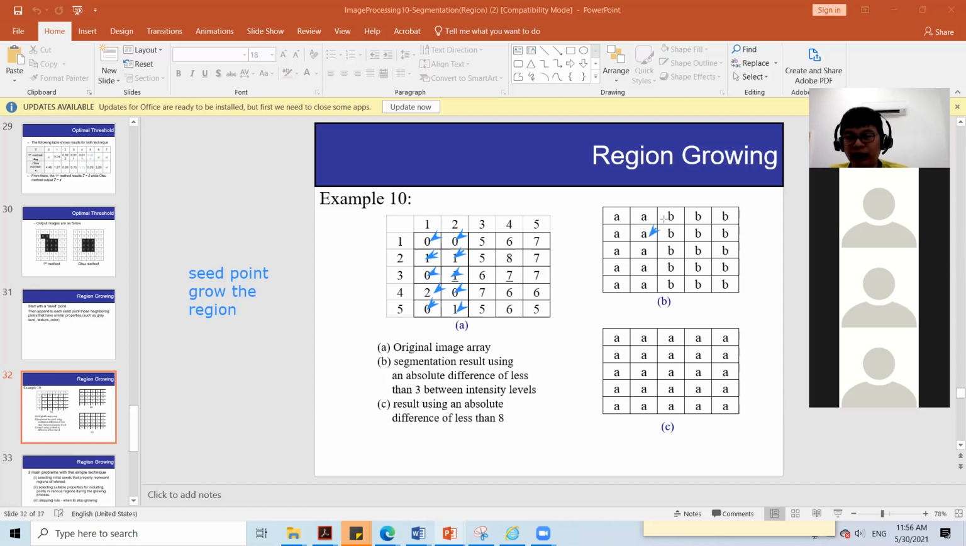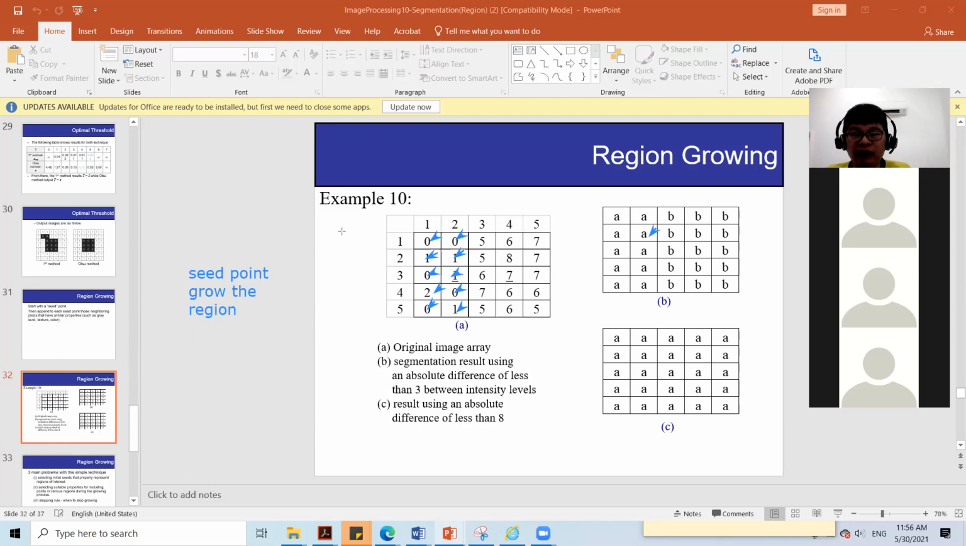One group, then the other group. But if you set less than 8, what happened? Starting from the initial value here, everything will be covered, almost everything. That's why for region growing, the key point is the difference, or the tolerance value you set. Since this one is too simple, I won't give you any example. You can have a look at this one. I will record the video, no worry. It depends on the value you set and also on the seed point you set.